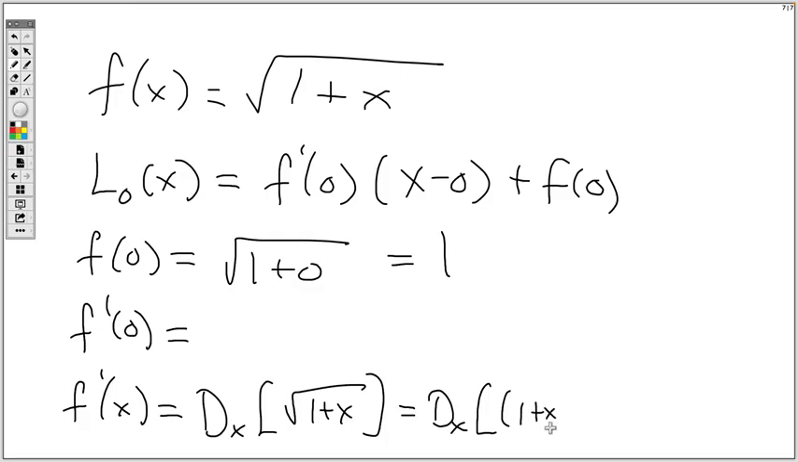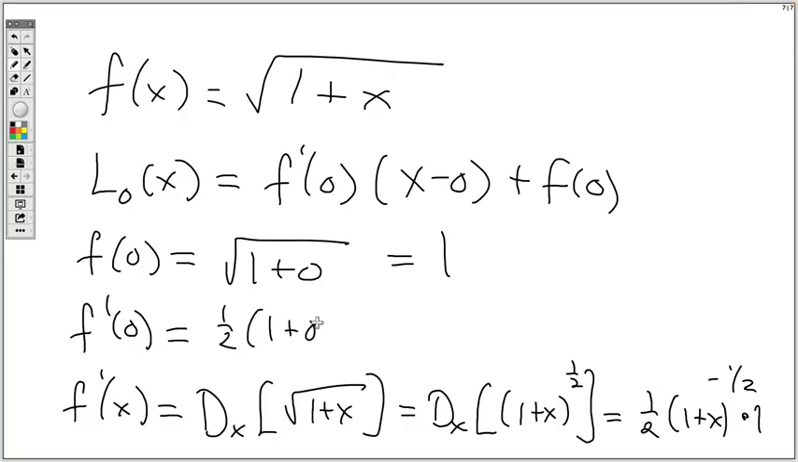That's 1 plus x to the what? 1/2. And now what's the derivative of something to the 1/2 power? And then chain rule would kick in. We'd have to multiply the derivative of what's in by the derivative of what's inside. What's the derivative of what's inside now? 1. So f prime of 0 would be this.